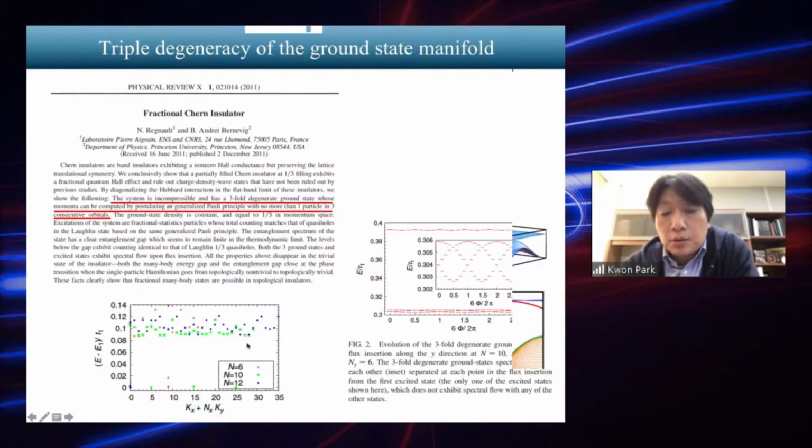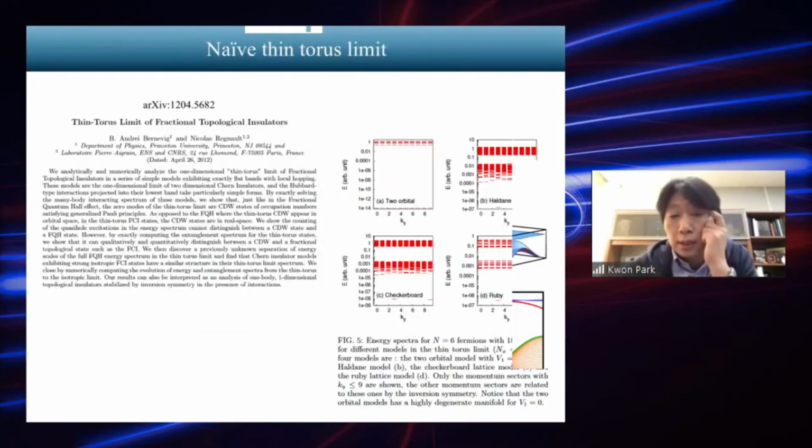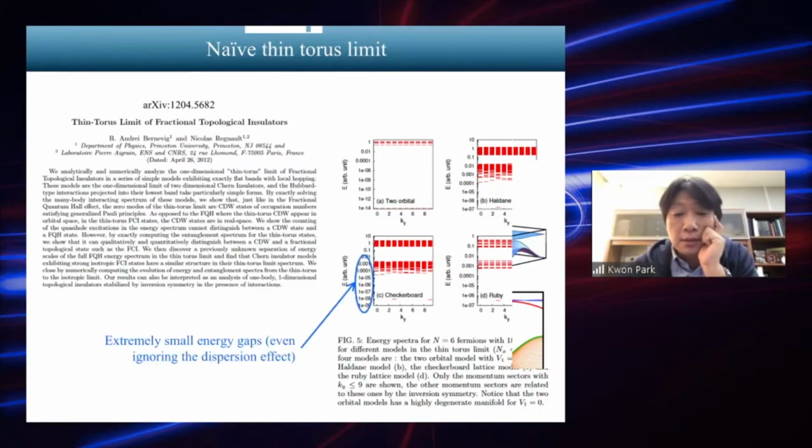This is good enough, but this is 2D, not in the thin torus limit, so there are lots of quantum fluctuations. So one may wonder if we really have the Laughlin state in the thin torus limit. To answer this question, the same authors actually performed the exercise in the thin torus limit. But unfortunately, what they found is negative in the sense that the energy gap is so small, 10 to the minus 7 or 6, so therefore it can be easily wiped out by any kinds of perturbation.